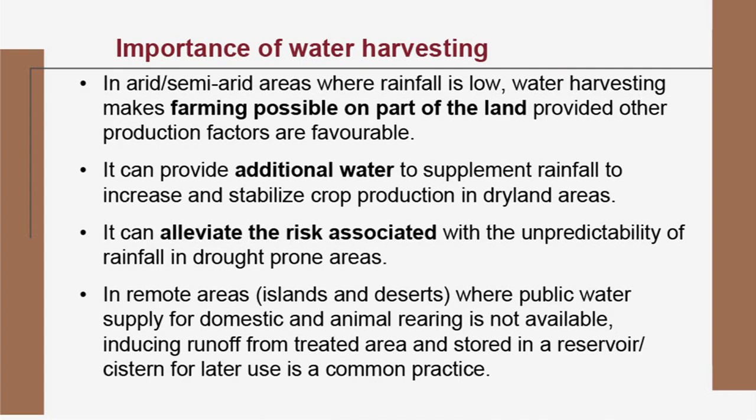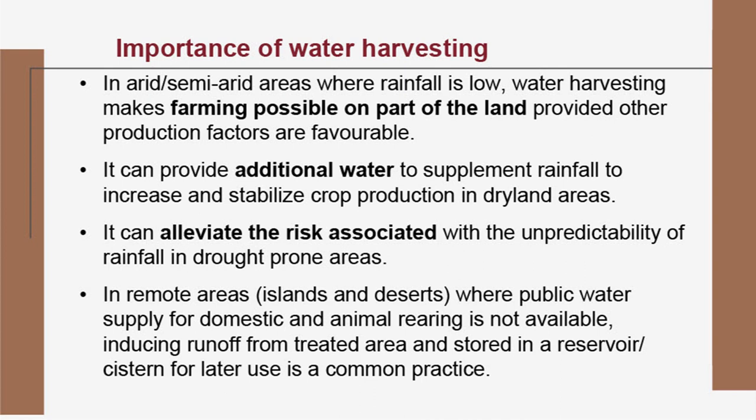Now, importance of water harvesting. What is the value of water harvesting? In arid, semi-arid areas where rainfall is low, water harvesting makes farming possible on part of the land, provided other production factors are favorable. It can provide additional water to supplement rainfall to increase and stabilize crop production in dryland areas. It can alleviate the risk associated with the unpredictability of rainfall in drought-prone areas.